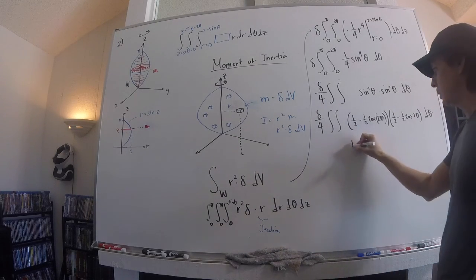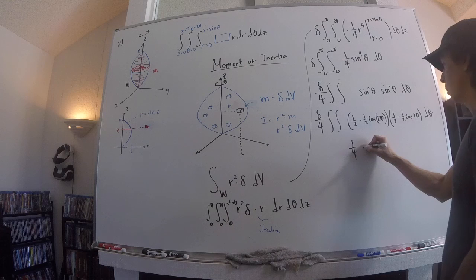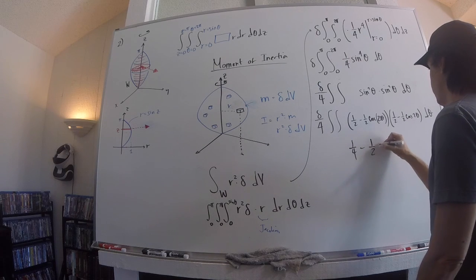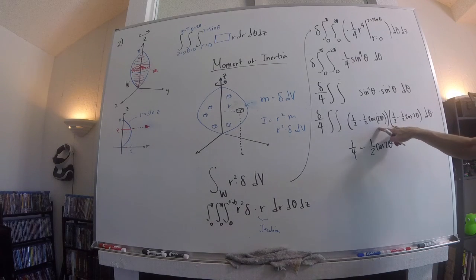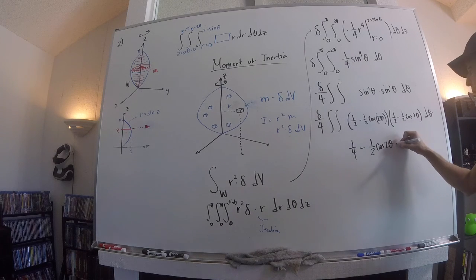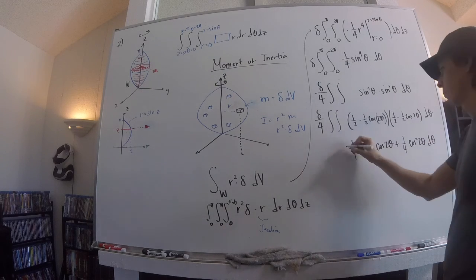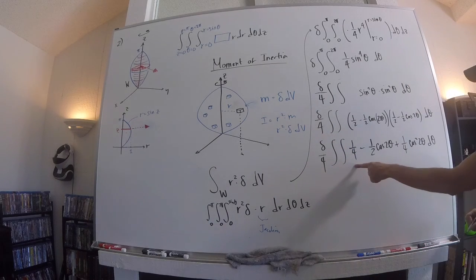I'm going to have a clean 1/4, minus 1/2 cosine 2 theta. When I combine my inner and outer terms, it'll be negative 1/4 of those. Minus another 1/4 will be minus 1/2. And then I will have plus 1/4 cosine squared 2 theta. That's doable. That's just a constant.